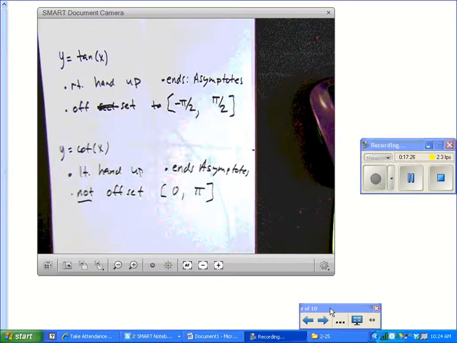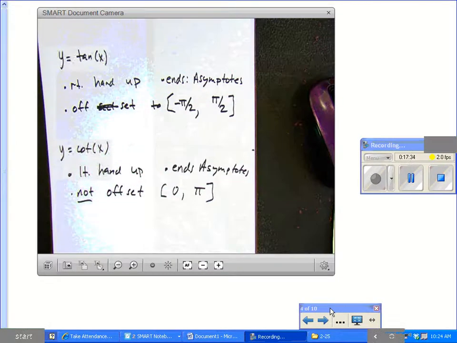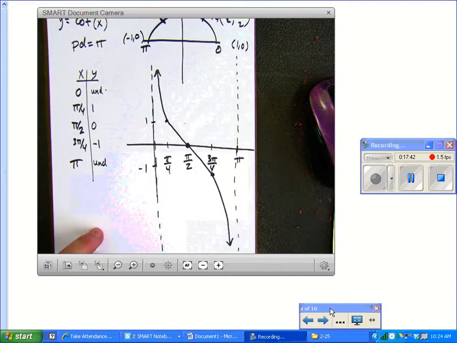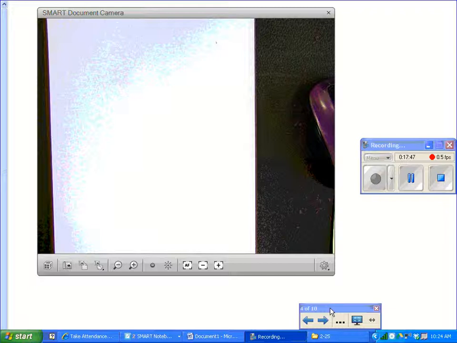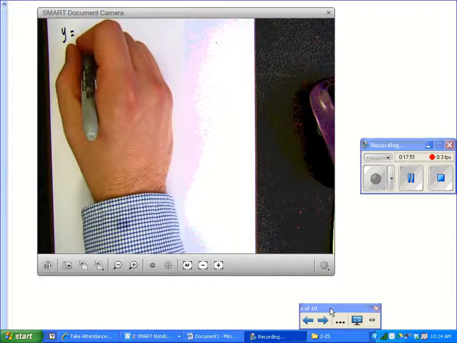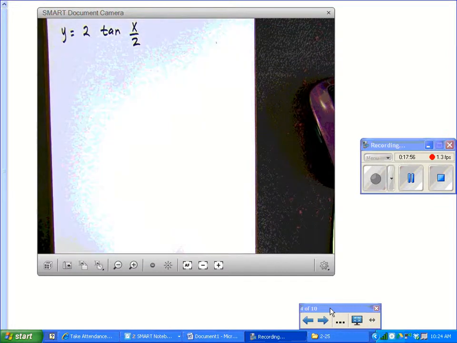All right, y'all got this down? Now, let's do some graphs where we change up the amplitude and change up the period. For the most part, that's the way they look. Now we're going to change the numbers up and see what happens. Let's do at least a couple here. Let's do an example like this: y equals 2 tangent of x over 2.